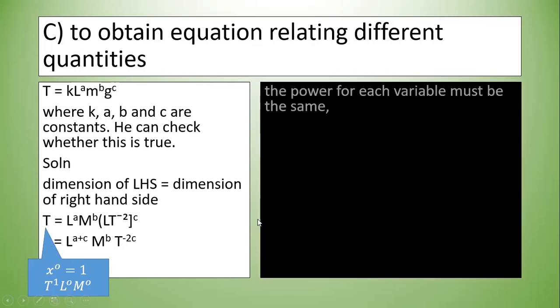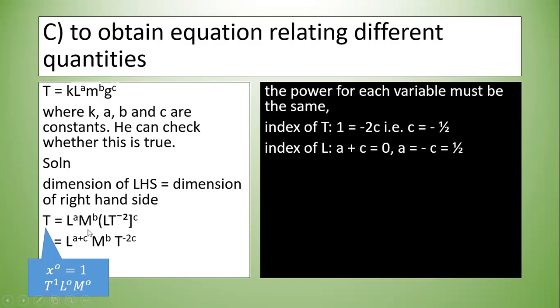Then we equate, using the idea that the unit or dimension on the left-hand side and right-hand side is the same. We equate the power of T. I can start with any one; we want to find c first, it's easier. That one is 1, that one is minus 2c. So from here we can calculate: dividing by minus 2, we get c equals minus half.